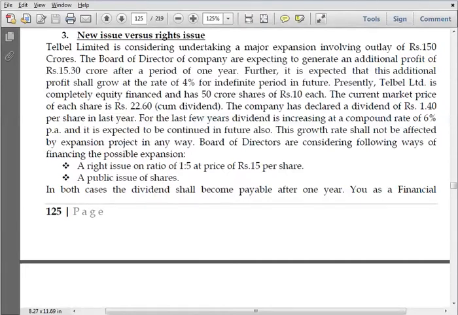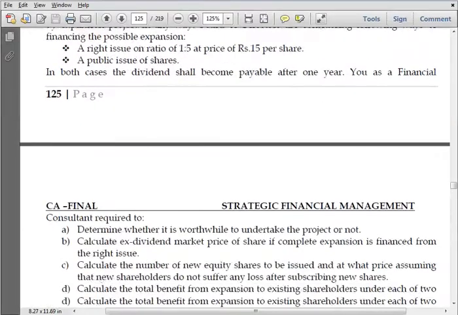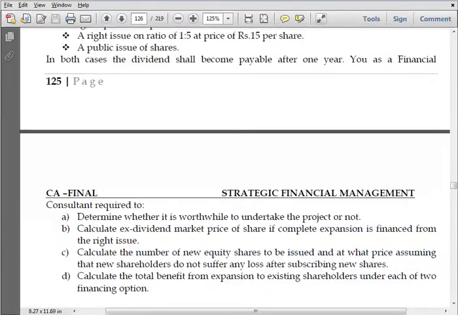The board of directors is considering the following ways: a rights issue on a ratio of 1:5 at a price of 15 per share, or a public issue of shares. In both cases, dividend shall become payable after 1 year. You as a financial consultant are required to determine whether it is worthwhile to undertake the project or not. Calculate the ex-dividend market price if the complete expansion is financed from a rights issue. Calculate the number of new equity shares to be issued and at what price, assuming that new shareholders do not suffer any loss. Calculate the total benefit from expansion to existing shareholders under each of the two financing options. Go through the question.